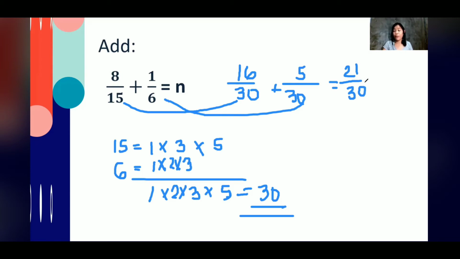So we will divide both by 3, correct. So 21 divided by 3 is 7, and 30 divided by 3 is 10. Did you get it right? Very good. Another practice.